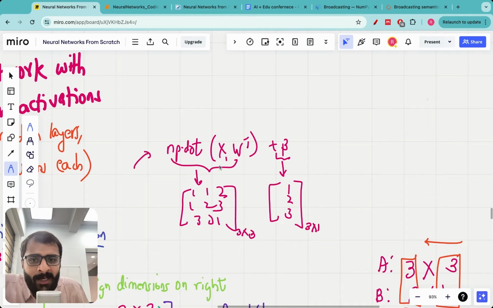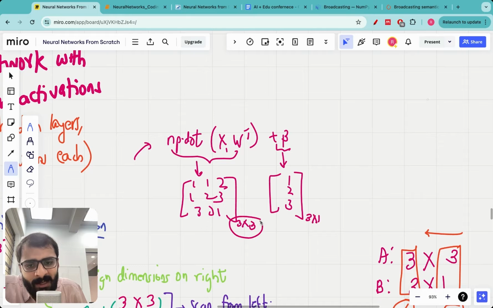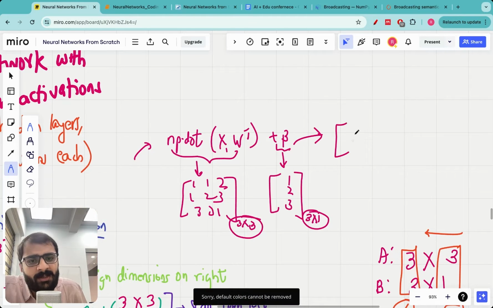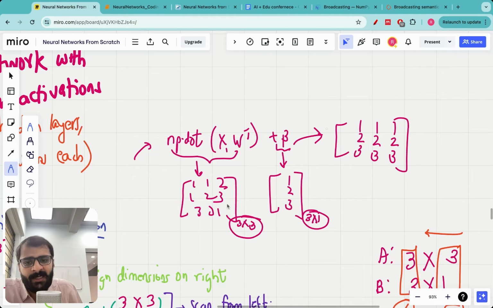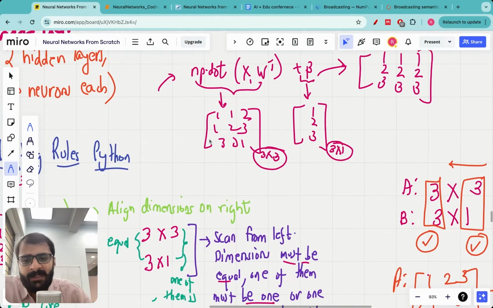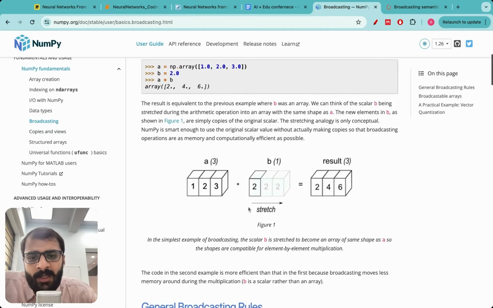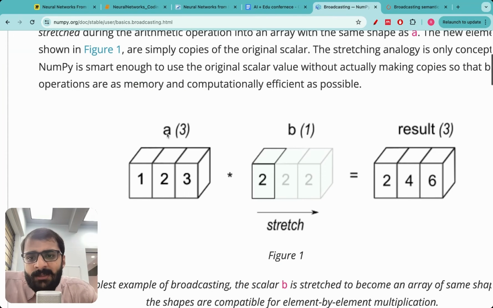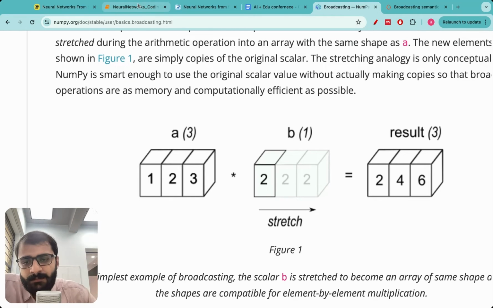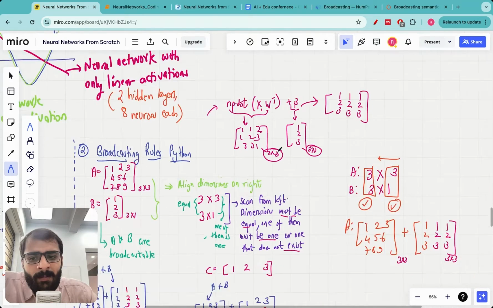This is exactly what is done over here. When we do np.dot of x comma w transpose, although this matrix is 3 by 3 and 3 by 1, they are broadcastable. So what Python does is that it converts the B matrix to 1 2 3, 1 2 3 and 1 2 3. It copies it so that the size of B satisfies the size of this dot product. And this is exactly what is written in the NumPy documentation. If you were to add an array like A, which has three elements, with B, Python stretches or copies the values of B two times till these two shapes match each other, and then it does the addition. So this is what is meant by broadcasting rules.